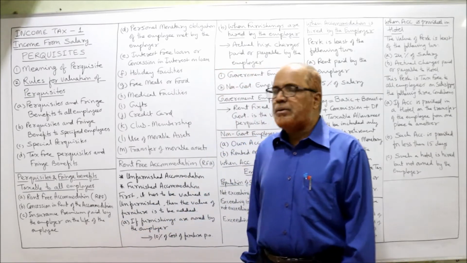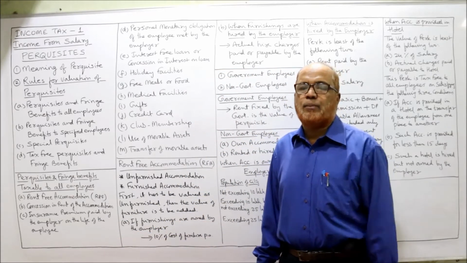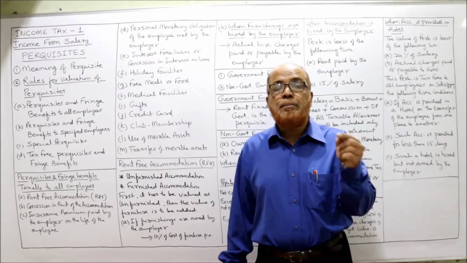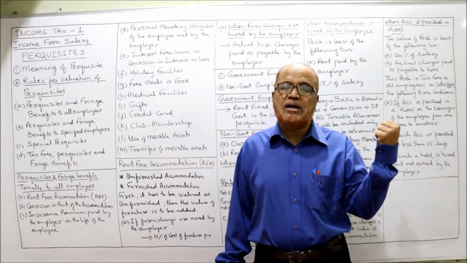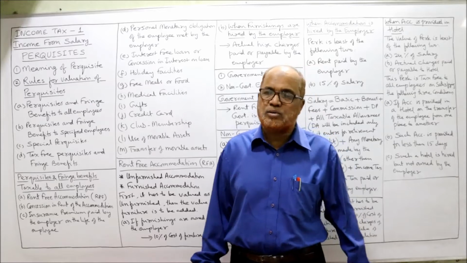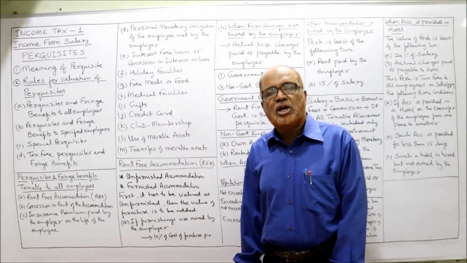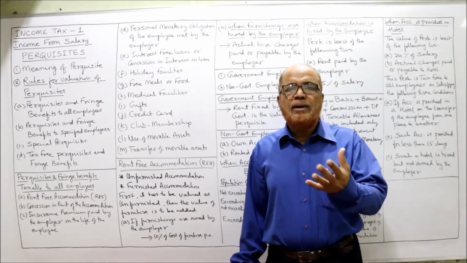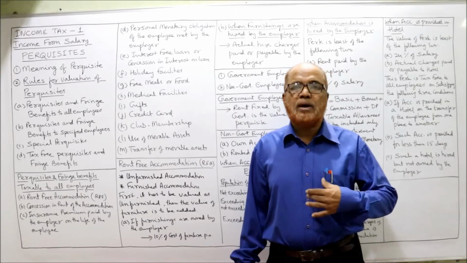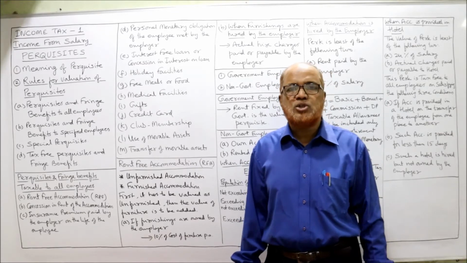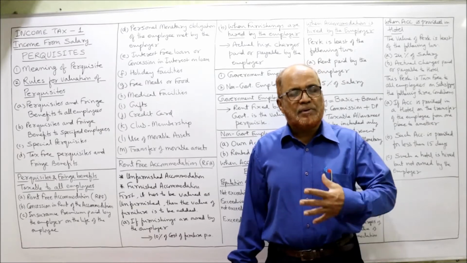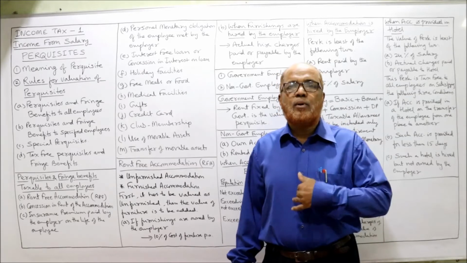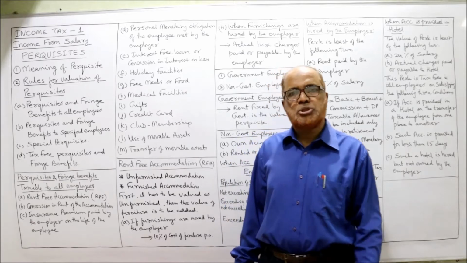Third one, insurance premium paid by the employer on the life of the employee. Sometimes an insurance policy will be taken by the employee, but the premium on that insurance policy is paid by the employer. It's a taxable perquisite. Next one is personal monetary obligation of the employee met by the employer. There are many cases where some monetary obligations are there of the employee, but the employer has agreed to pay those monetary obligations. Example, some hotel bills, some travel expenditure. These are the monetary obligations which are to be paid by the employee himself, but the employer has agreed to pay them. It is taxable.